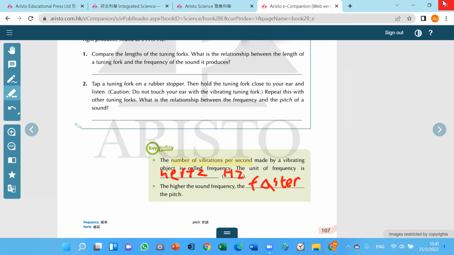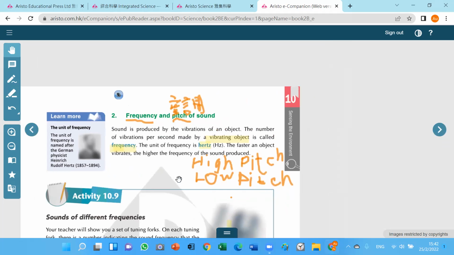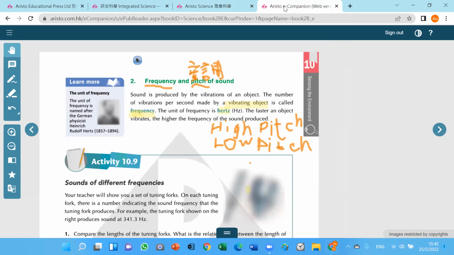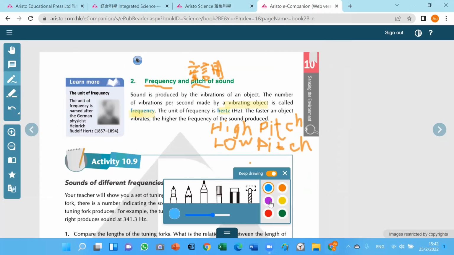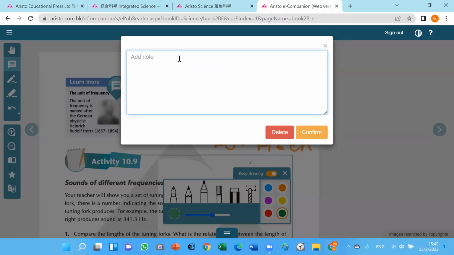Can you hear me? Okay, so let's talk about this. So I want to give you something. No, I don't use Zoom. So do you guys know about this? I want to make a new note. Yes.